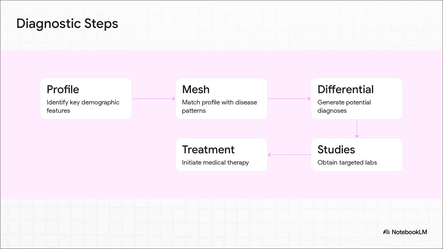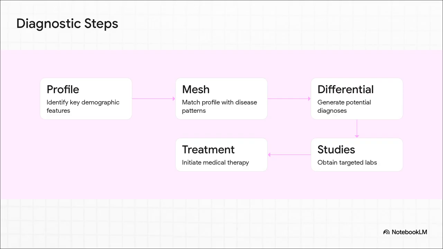Because the uvea is so deeply connected to the rest of the body, before you go and order a massive, expensive panel of labs, you must follow this 5-step clinical algorithm. First, profile the patient systemically. Second, mesh that profile with known disease patterns. Third, build your differential. Fourth, order targeted studies. And finally, initiate treatment. Let's actually apply this.